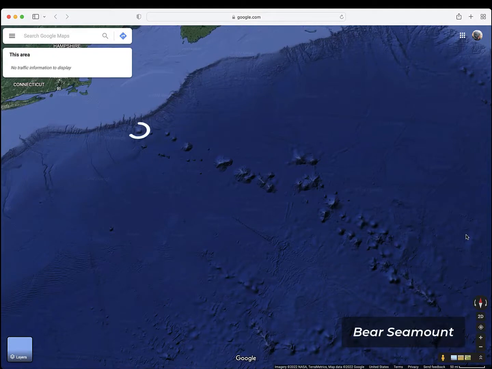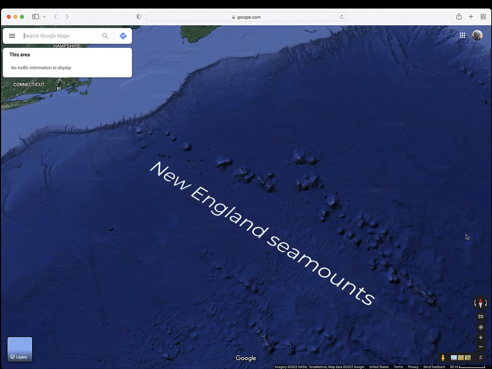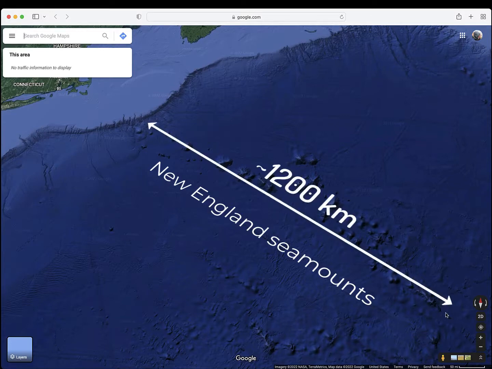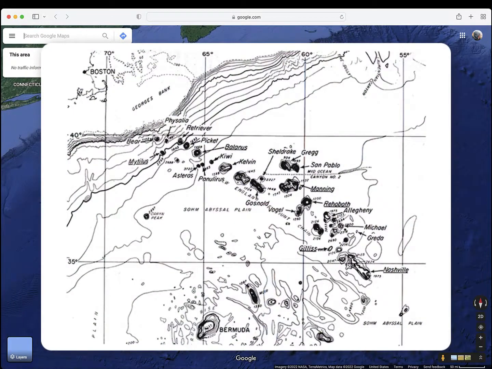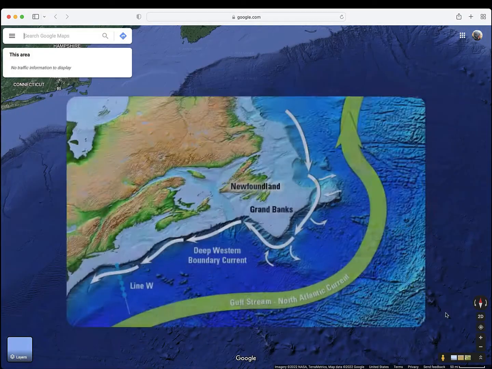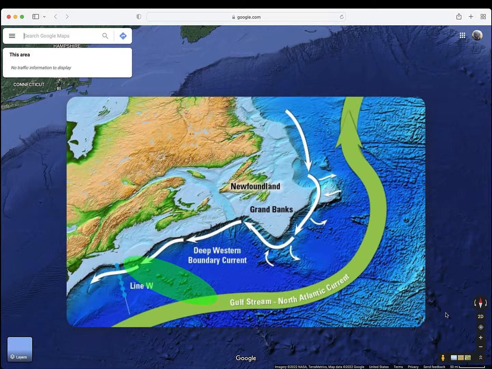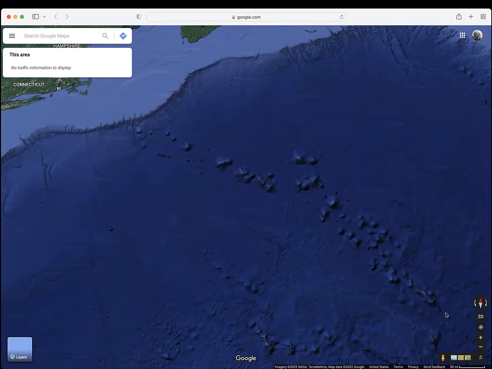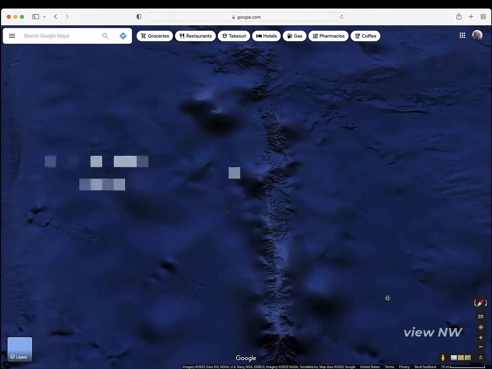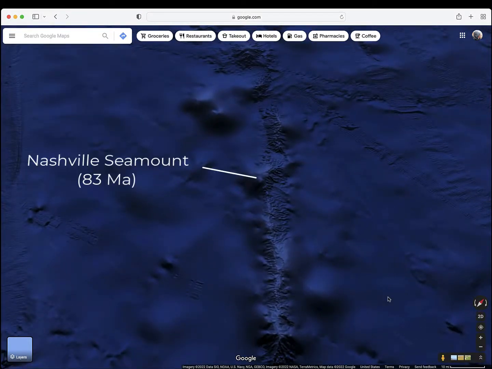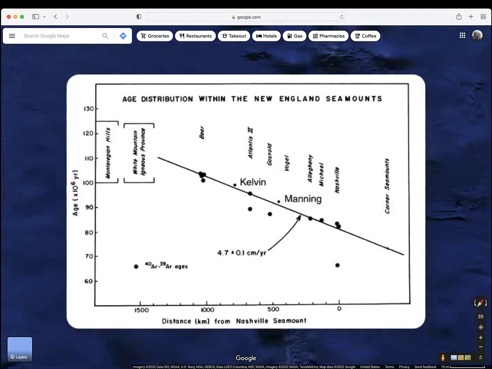The Bear Seamount is one of the New England Seamounts, a chain of submarine mountains that extends southeast from the North American continental margin over 1,000 kilometers across the Sohm Abyssal Plain of the North Atlantic. The seamount chain is crossed by two major submarine currents, the warmer north-flowing Gulf Stream and the colder south-flowing Deep Western Boundary Current. The Nashville Seamount is the easternmost and youngest of the seamounts, which get progressively older to the west.